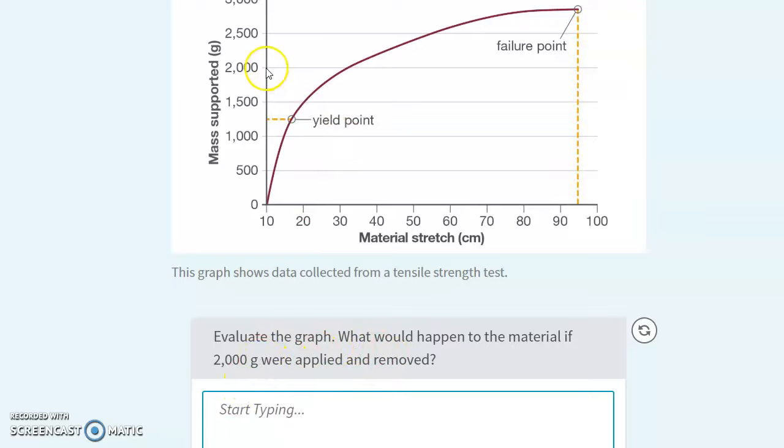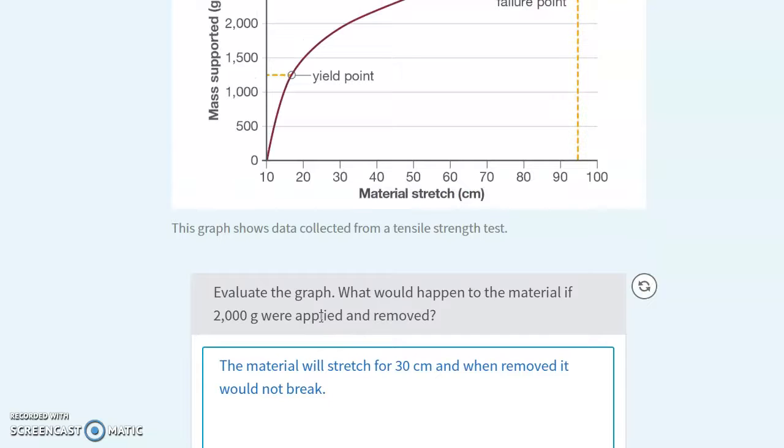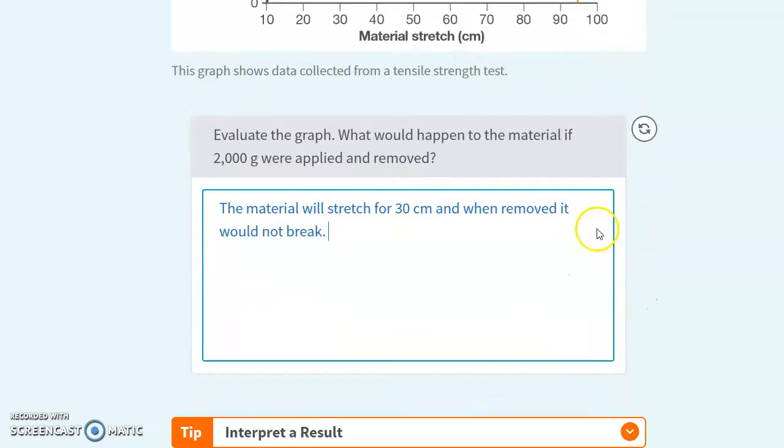grams were applied and then removed? So here's the 2,000 grams. So I'm going to take it over here. It's at about 30 centimeters. So I would say at 2,000, it's going to stretch 30 centimeters. The material will stretch for 30 centimeters, and when removed, it would not break. It's that strong, right? It can support 2,000 grams because the failure point is not until almost 3,000 grams.